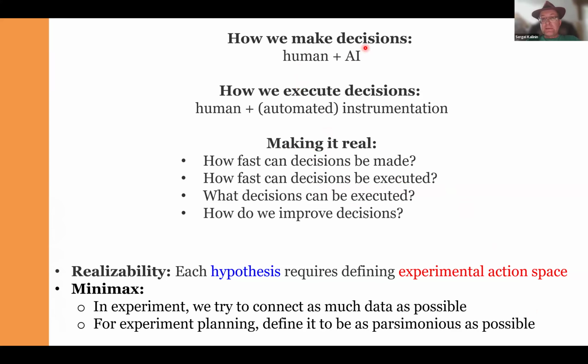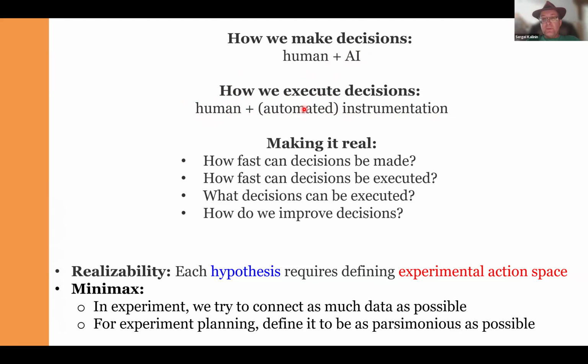The first part is how to make the decisions. And obviously decisions can be made by a human or by AI or some combination thereof. And the second part is how the decisions can be executed. So some of the decisions can be executed by humans, some of the decisions can be executed by instruments, some of the instruments can be automated.